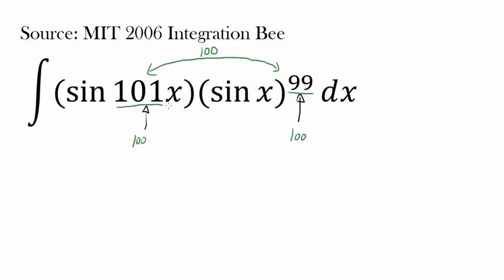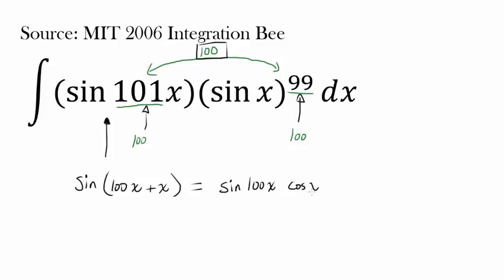Okay, so 101 and 99 is conflicting. They are way too far apart. Let's try to maybe neutralize them by forcing 100 to come about. And one way of trying it out is to split sine of 101x into sine of 100x plus 1x. And using trig identity, you know this thing is same thing as sine of 100x times cosine of x plus cosine of 100x times sine of x.